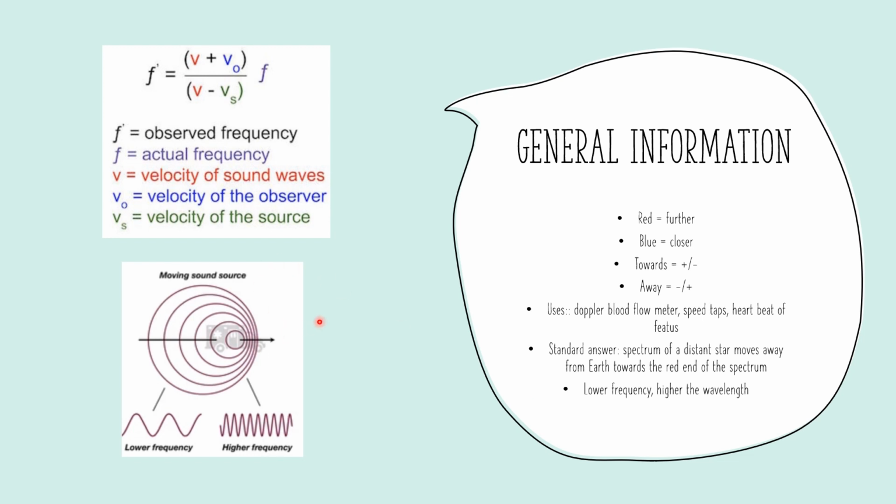This just shows you that the more compressed means it's going toward you. So if you get a diagram like this and they ask you, which way is this car going? Wherever there's the most compression is the side that it's going.